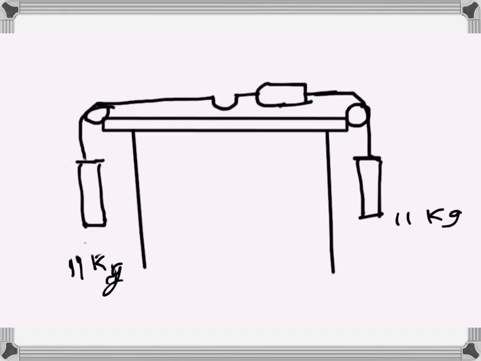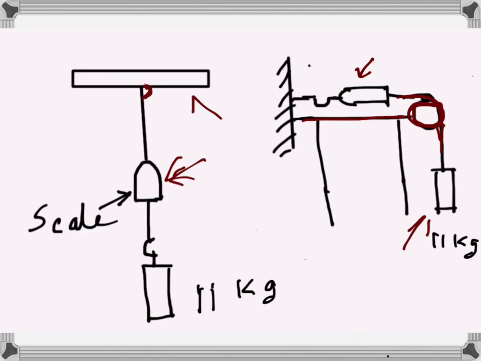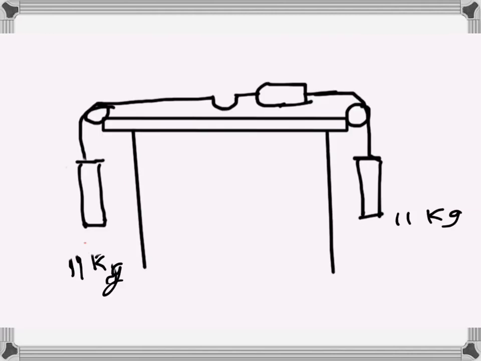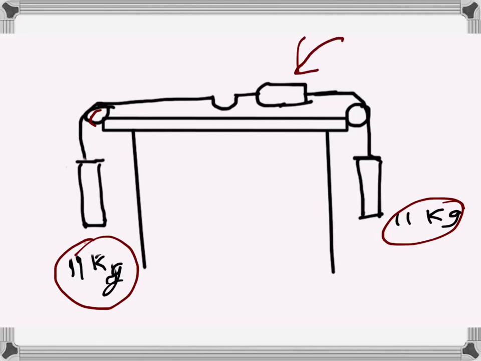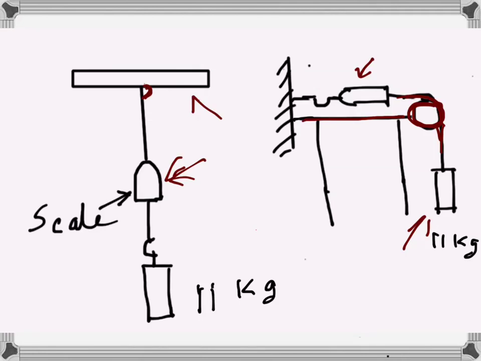Then the third scenario is pretty similar to the second one, but the wall is replaced, and instead of the wall there is another pulley and another mass of 11 kg hung there. So that mass is now providing the necessary supporting force to hold this mass of 11 kg, like the previous one. So again, in this scenario, we have to find what will be the reading of the scale. So let's start with the first one.